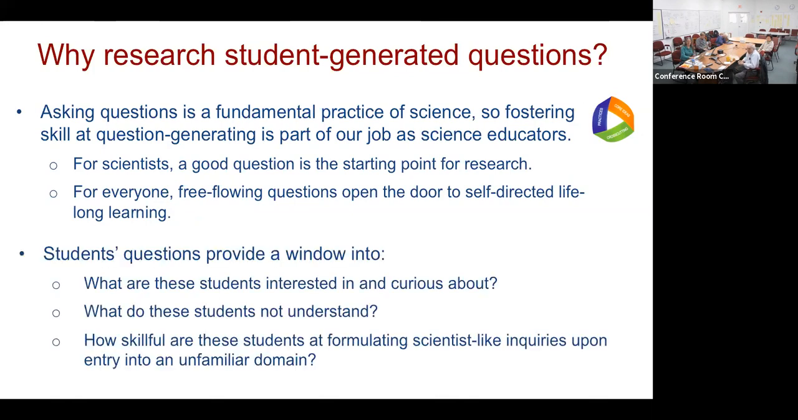From the other perspective, the students' questions provide a window into what these students care about. What are they curious about? What do they not understand? How skillful are they at formulating scientist-like inquiries when they come into an unfamiliar domain through the door of data?